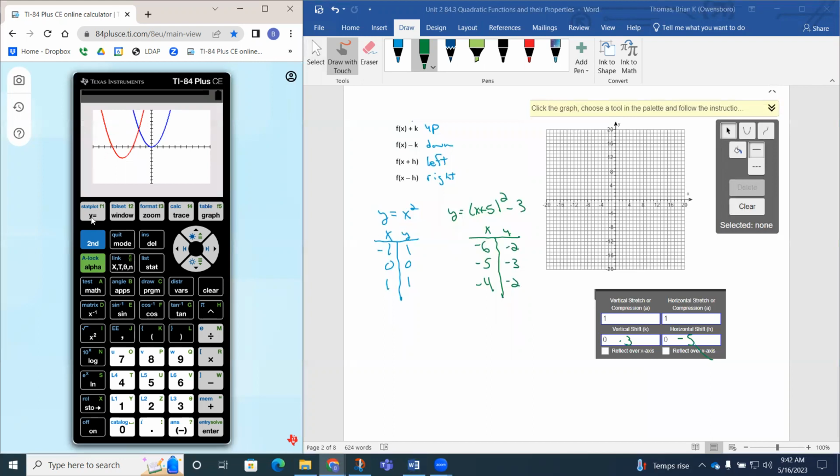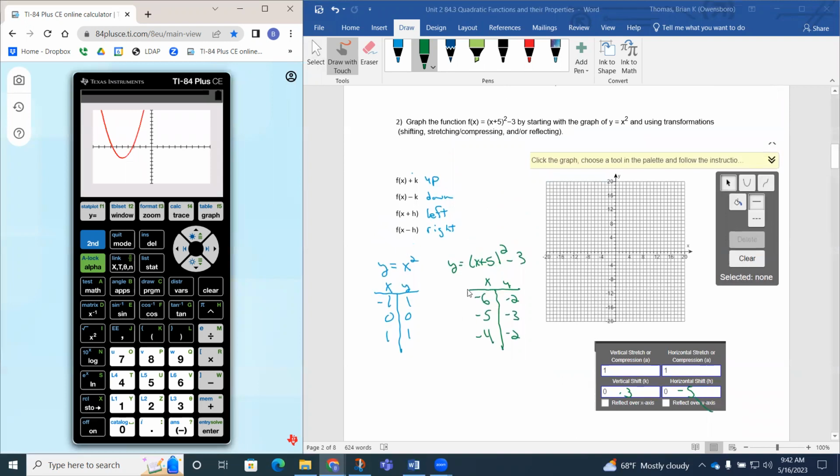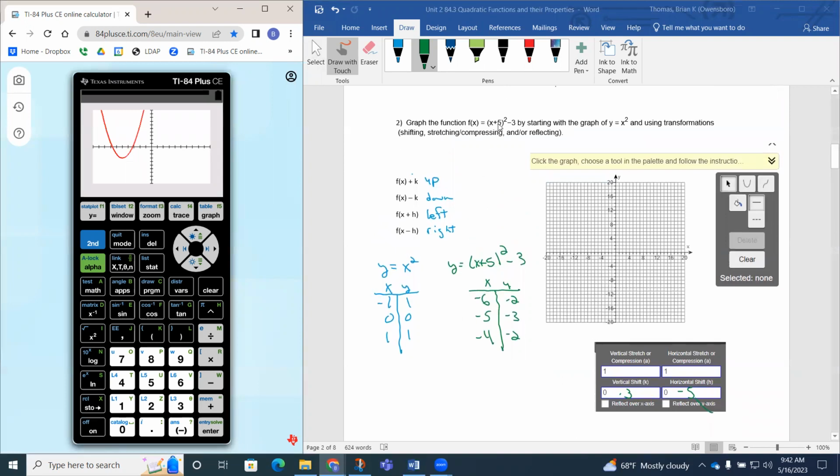If I clear off the parent function, this is the graph you should have here. It should look like the graph over here on our graphing calculator. So all you'll have to do is change the vertical shift and the horizontal shift, because the 5 here is going to be a horizontal shift, and again, it's backwards. And since the 3 is on the outside, that's going to be the vertical shift of going down.